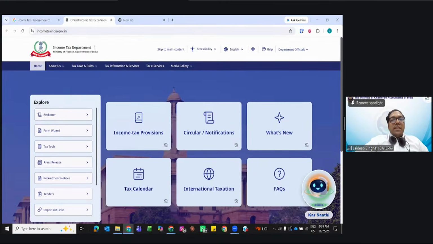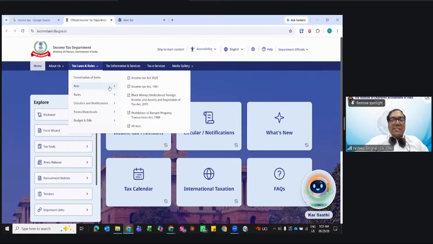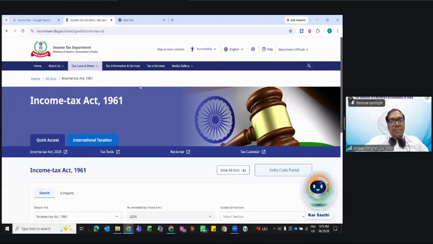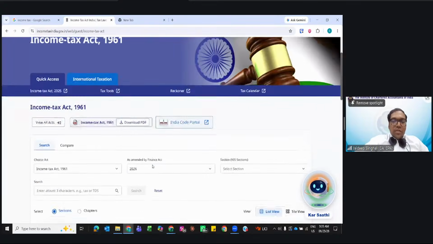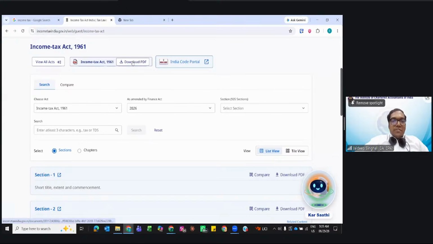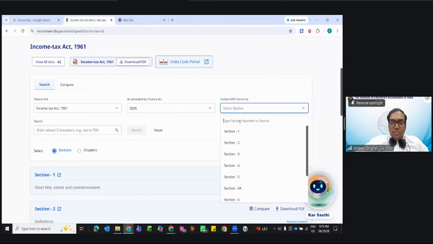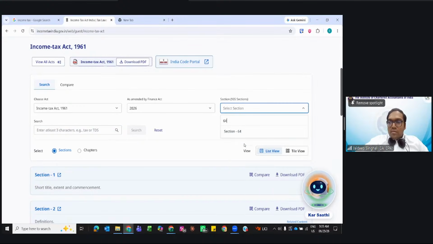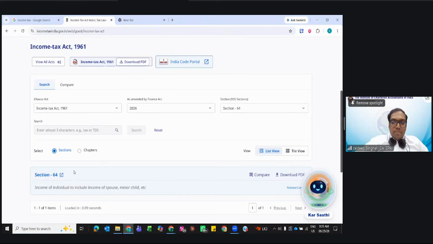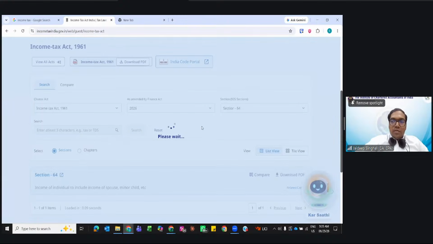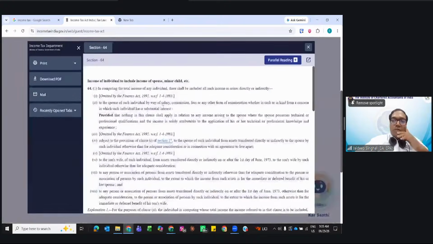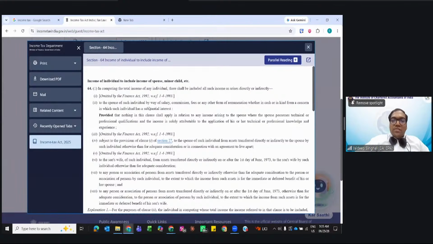Yeah, this website, incometaxindia.gov.in. You go to tax laws here, you go to acts here. I'm going to Income Tax Act 1961. Now they've given the option of download PDF as well. You can refer to one section here. Let's go to section number 64. Right? Can you see all these we have studied?